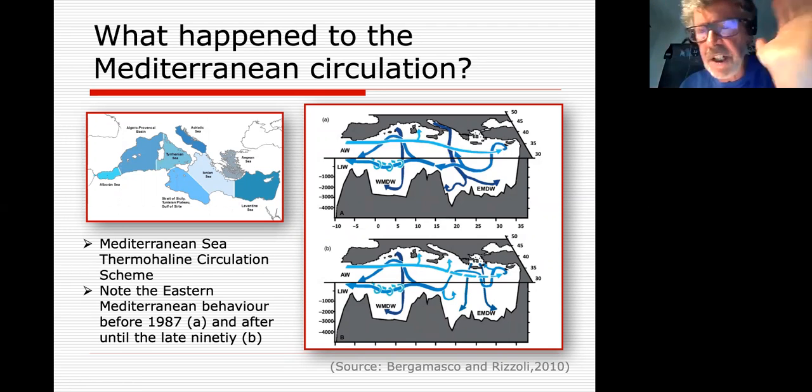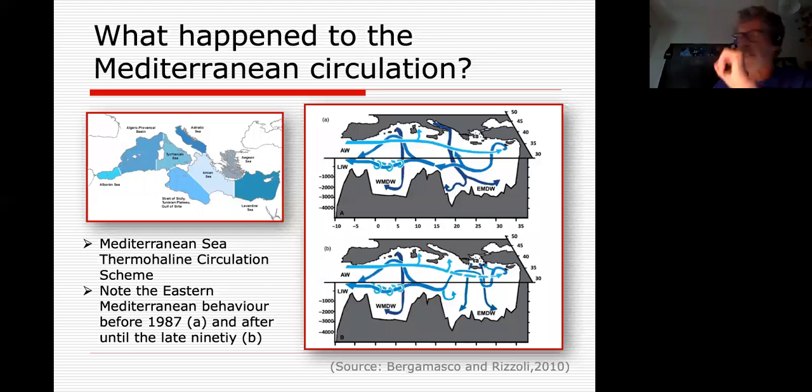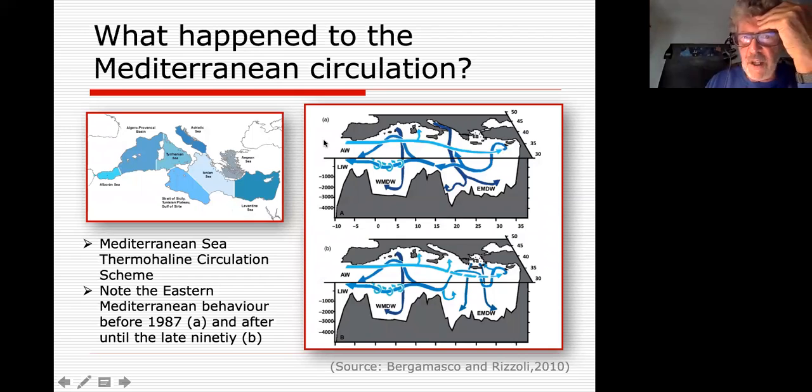This is the traditional picture, well established until the 90s. Every textbook has this kind of picture. So the relatively fresh water of Atlantic origin enters the Mediterranean, crosses the whole basin with some branches, and reaches the eastern part. In this case, it gets denser and denser. Then we have a little cooling, and the water goes down and goes back, closing the main thermohaline cell. But this is not the whole story.